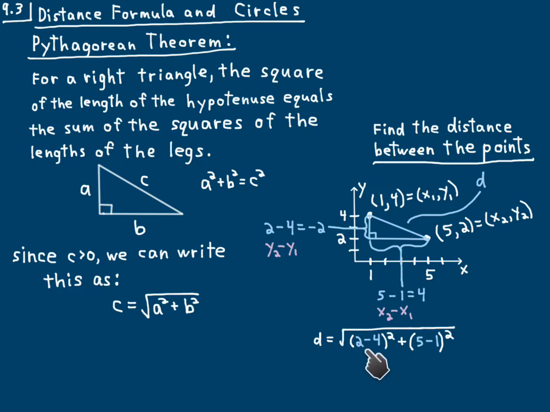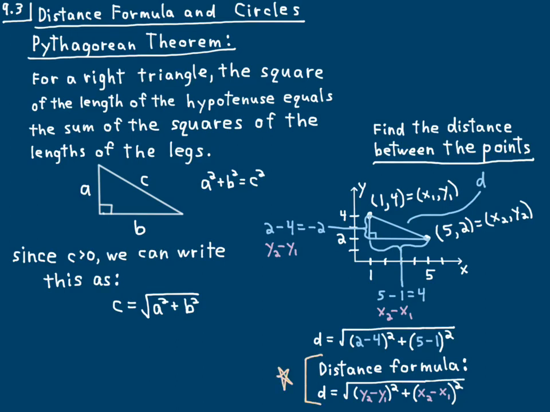So this is A squared, right? And this here is B squared, that thing squared, right? And that'll give me an answer. I don't really care what it is. What I care about is this formula. So this is the distance formula. You need to know this.